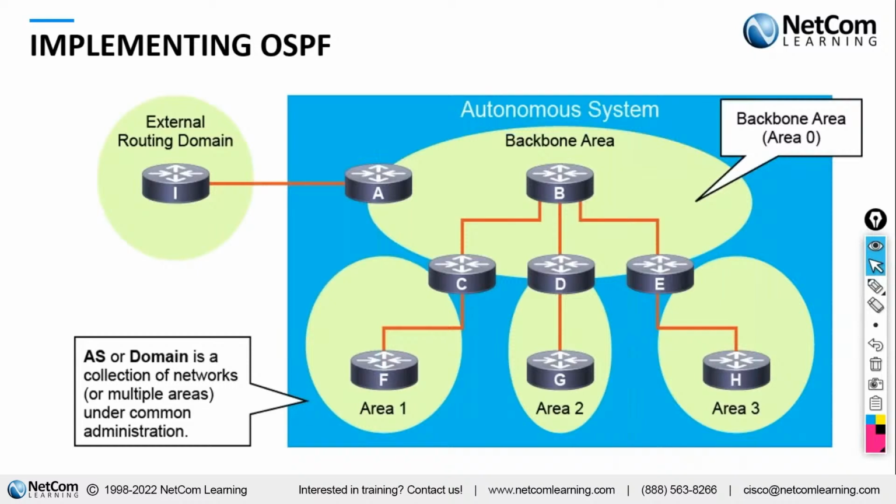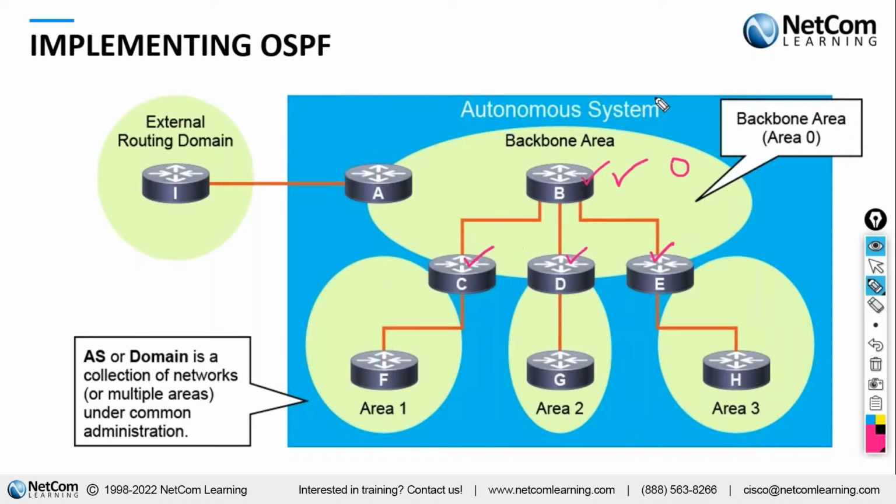So implementing OSPF, how can we implement OSPF? We can implement OSPF through areas. First, if you want to start OSPF implementation, you start with the backbone area. This is my first area. We also call it area 0, okay? And whatever routers we have in this area, those are my backbone routers, like router B, router D, router E, and router C. Once you build your backbone area, then you can add other areas.